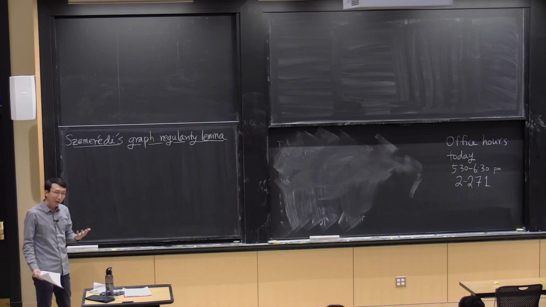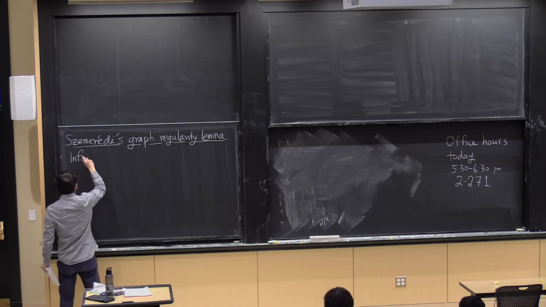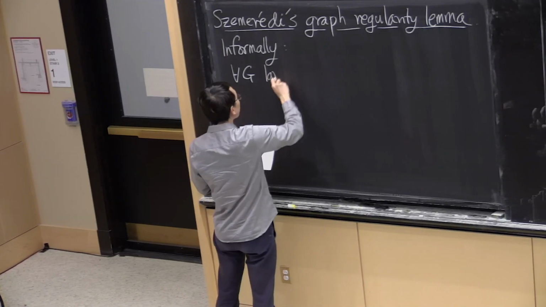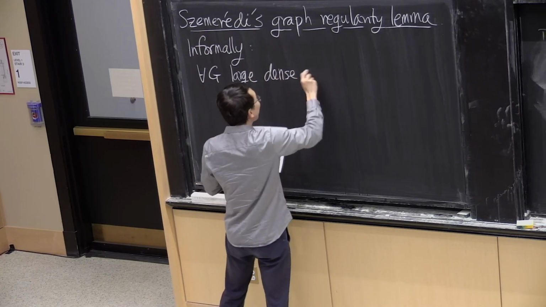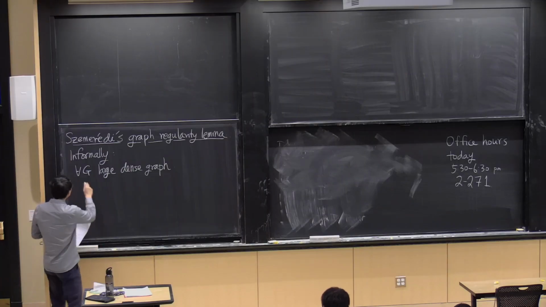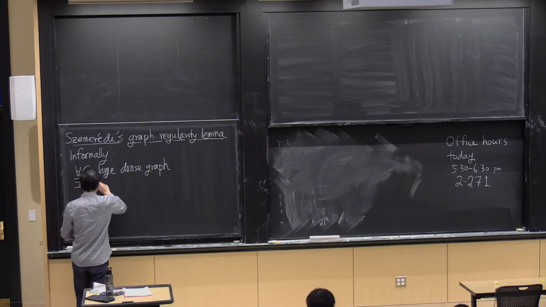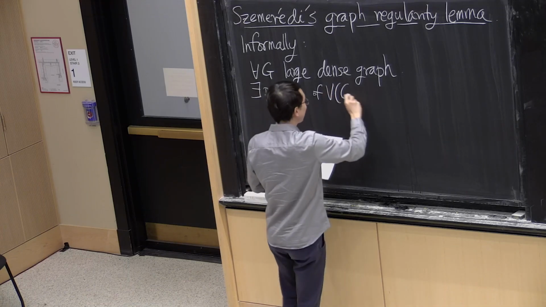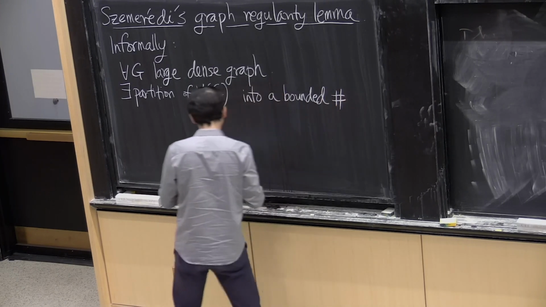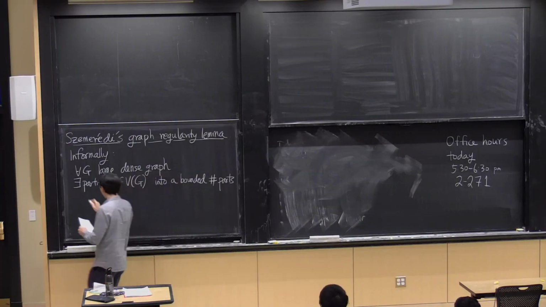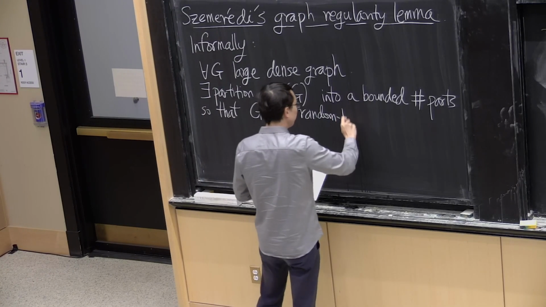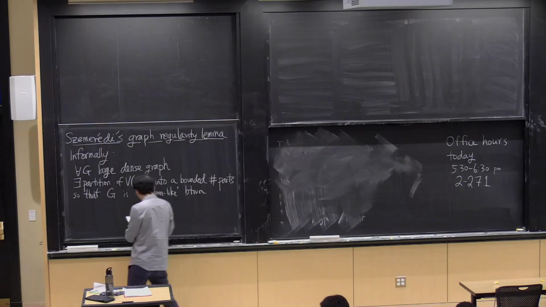The idea of Szemerédi's regularity lemma is that if you are given a very large graph G, and it's a fairly robust theorem, so any large, dense graph, and here dense means, let's say, positive edge density, then it is possible to partition the vertex set of this graph G into a bounded number of pieces so that G looks random-like between most pairs of parts.